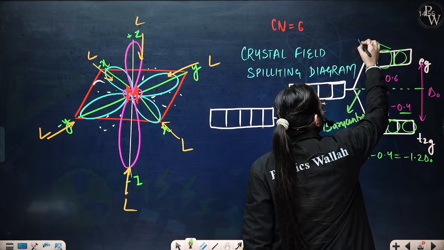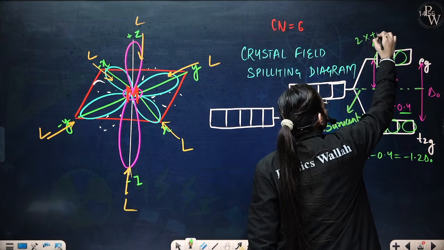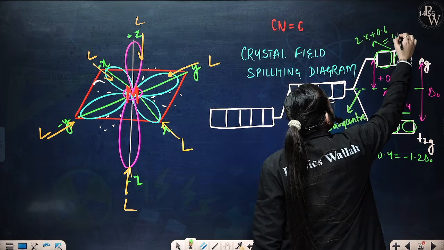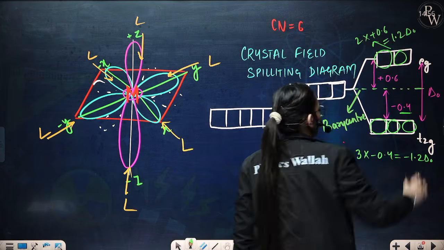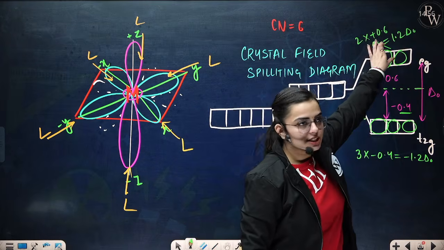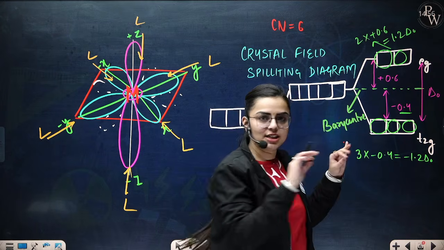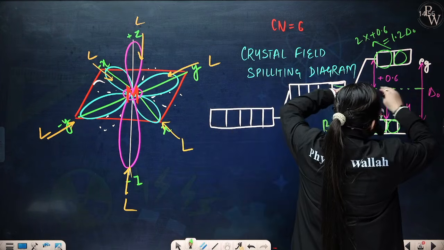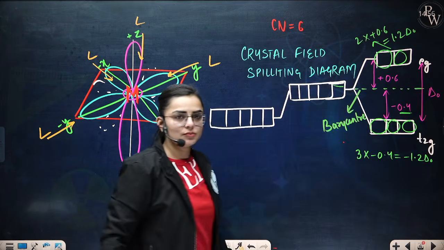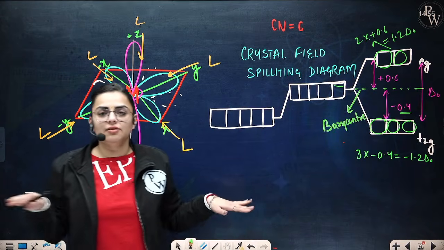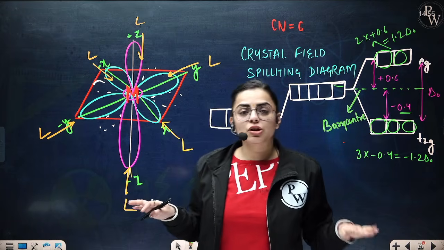And if I talk about these, there are 2 orbitals. So it is 2 into how much? Positive 0.6. That means it is positive 1.2 delta naught. So when you add this positive 1.2 delta naught and the negative 1.2 delta naught, you will get 0. That means this is the barycenter value, so the energies are equally divided.